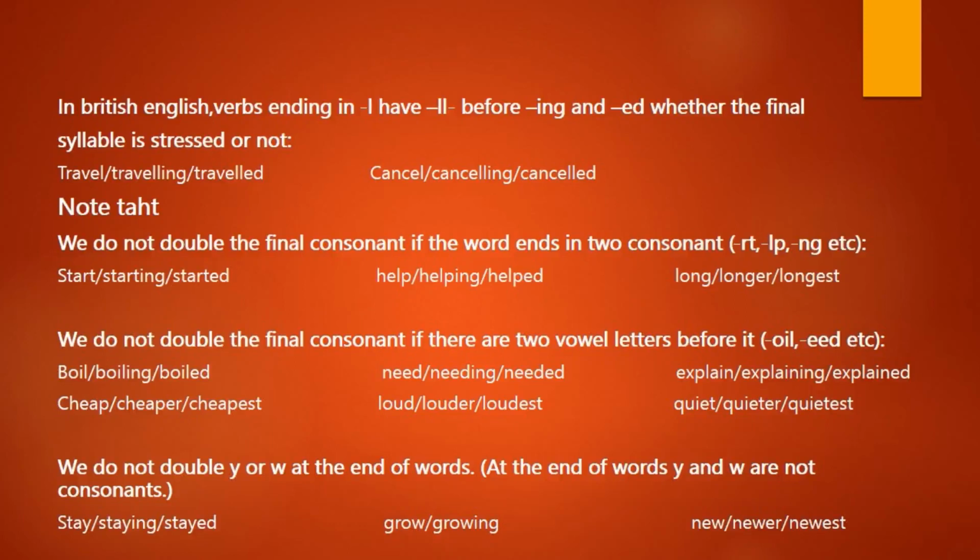We do not double the final consonant if there are two vowel letters before it, like OI, EE, etc. For example, boil, boiling, boiled, need, needing, needed, explain, explaining, explained, cheap, cheaper, cheapest, loud, louder, loudest, quiet, quieter, quietest.